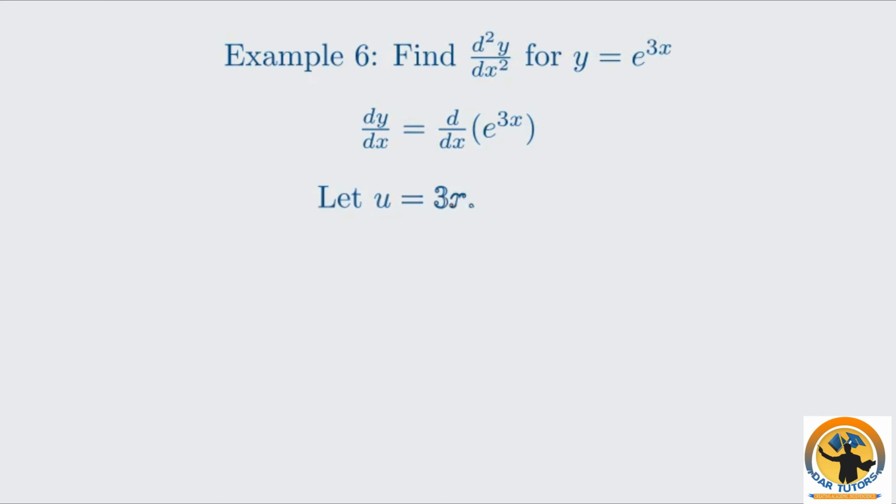Here u is 3x, so du/dx is 3. dy/dx equals e to the u times du/dx, which is e to the 3x times 3, simplified to 3e to the 3x. So the first derivative is 3e to the 3x.